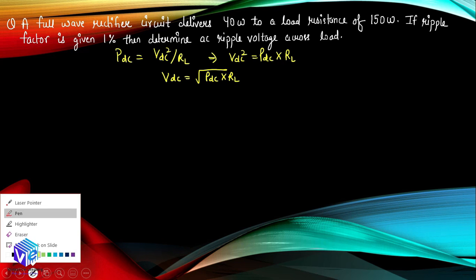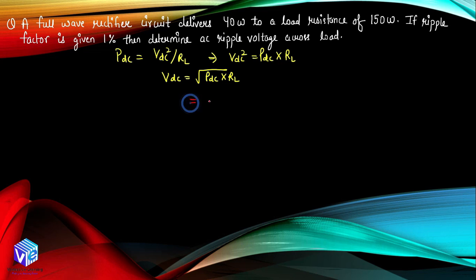So now let's put the value of PDC. It is given in the question that the power is 40 watt. Load resistance is also given, 150 ohm. So under root of 40 into 150 will be equal to 77.4 volt. Right, so this is how we can calculate the VDC.